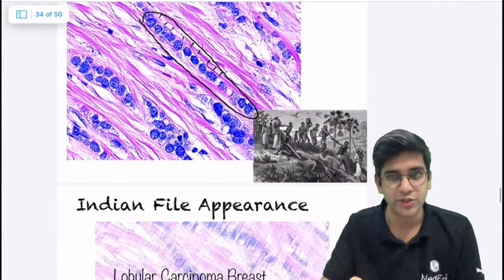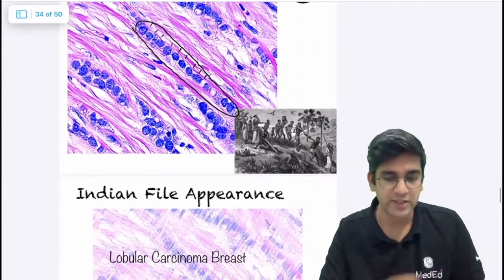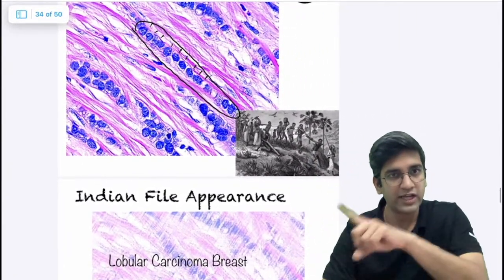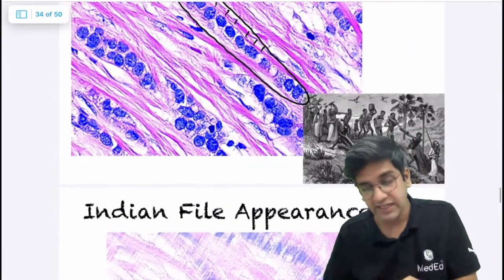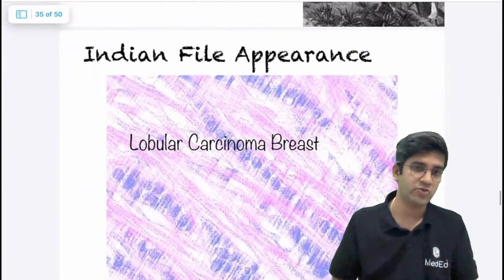You can see in the image, people are walking one behind the other. That I call an Indian file appearance. Indian file appearance is seen in lobular carcinoma of breast.